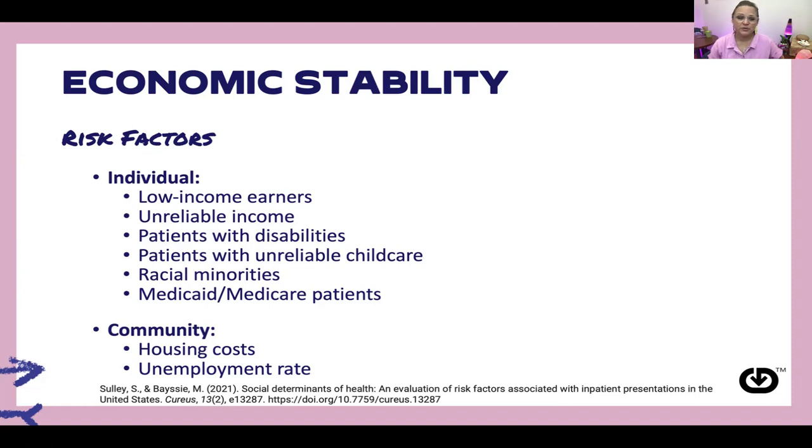And then in terms of community, we need to look at communities in terms of housing costs. Housing costs have been rising, and it's causing a housing crisis because people can't afford to live in their community. And the second is unemployment rates, because unemployment leads to economic instability.